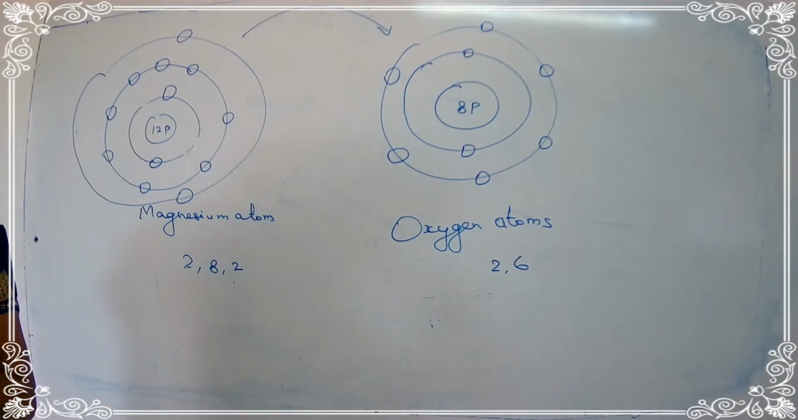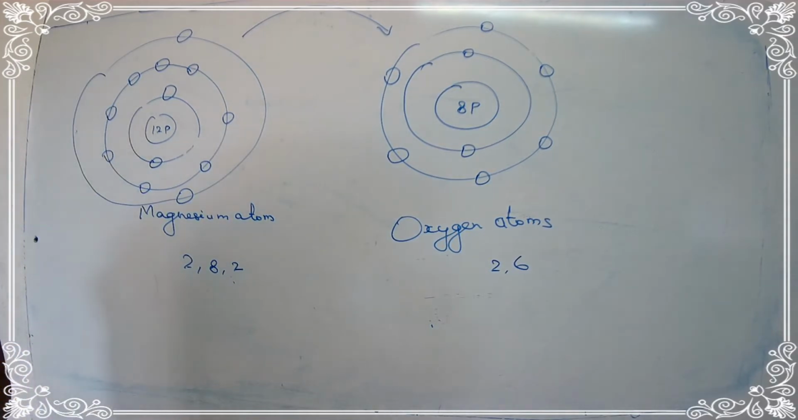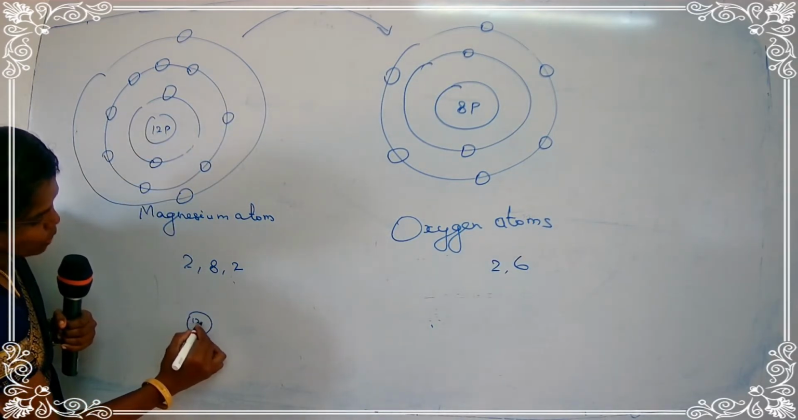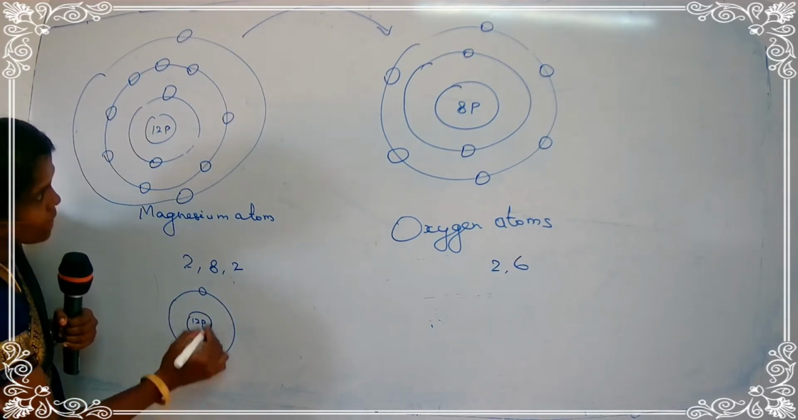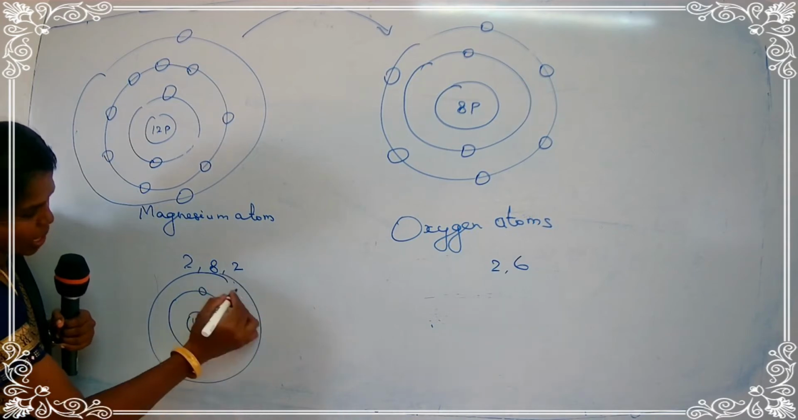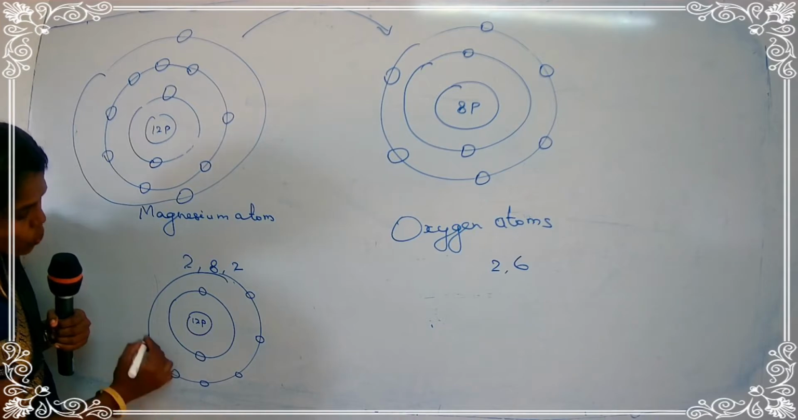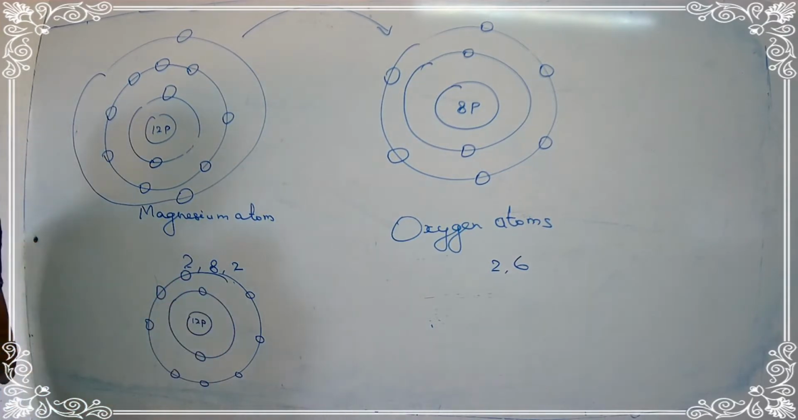Now the magnesium ion. How can we get the magnesium ion? You see here, now 12 protons in the nucleus. The first shell has 2 electrons. The second shell has 8 electrons. 1, 2, 3, 4, 5, 6, 7, 8. So now the last shell, that is the second shell, has 8 electrons. So this is the magnesium ion.